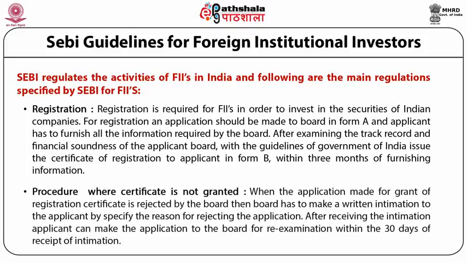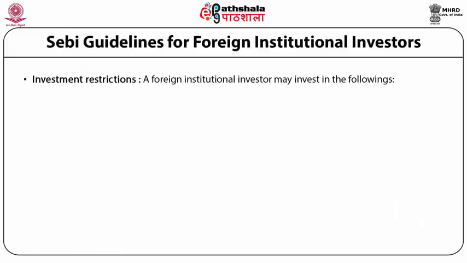Secondly, procedure where certificate is not granted. When the application made for grant of registration certificate is rejected by the board, then the board has to make a written intimation to the applicant specifying the reason for rejecting the application. After receiving the intimation, the applicant can make an application to the board for re-examination within 30 days of the receipt of intimation. Investment restrictions.